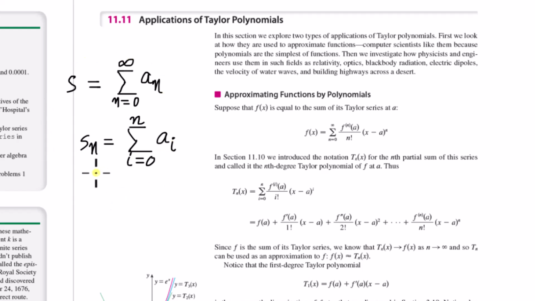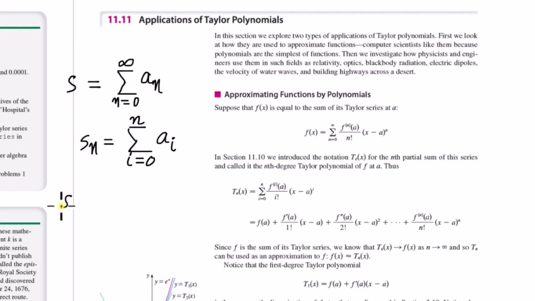But partial sums also apply to the Taylor series, right? Now, it's a little bit different because we got so used to working with these partial sums without an x variable, but still, a Taylor series, which is a power series, is an infinite series. It's going to have a partial sum.